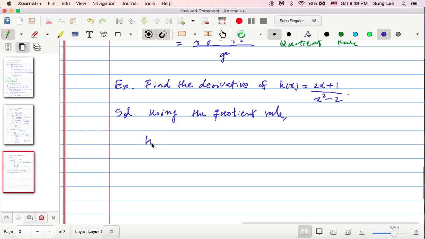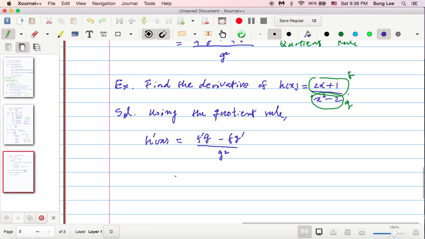Okay, so h prime of x equals 2x. Okay, so this one here is f, and down here, this one here is g. This is the first time we're doing it, so I'm going to write down the quotient rule first. So by the quotient rule, that's f prime g minus f g prime all over g squared, right?